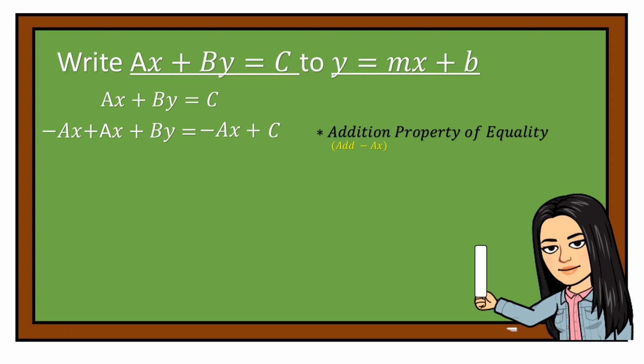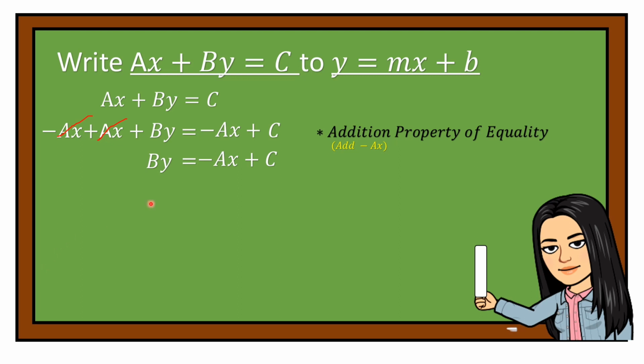And then, since we have here negative ax plus ax, so pwede na nating makancel ngayon ito. So, ano na lang ang matitira? So, we now have here by equals negative ax plus c.